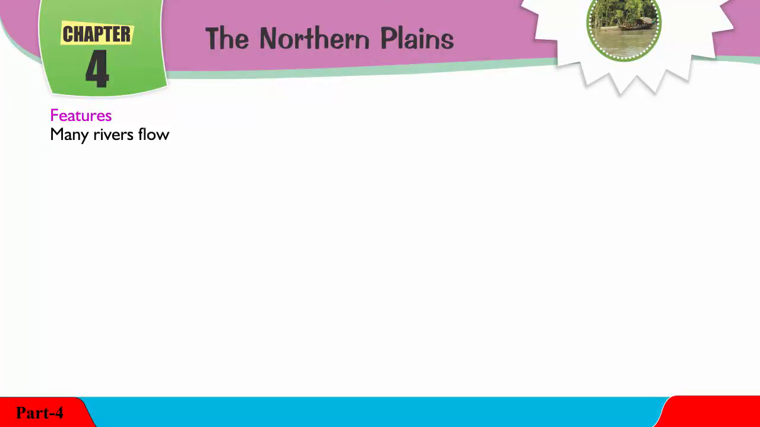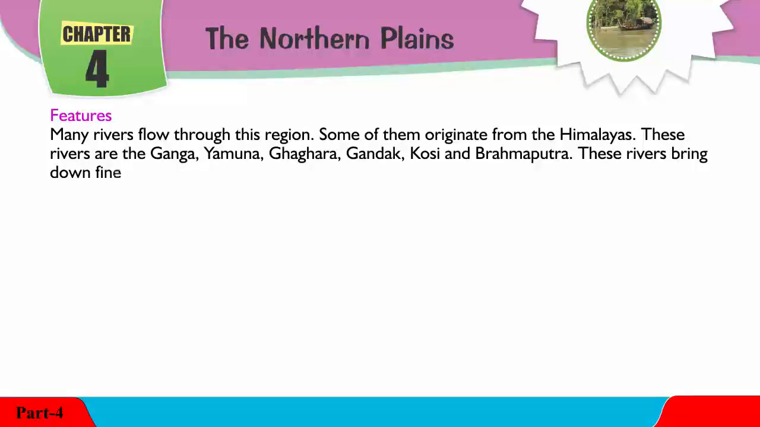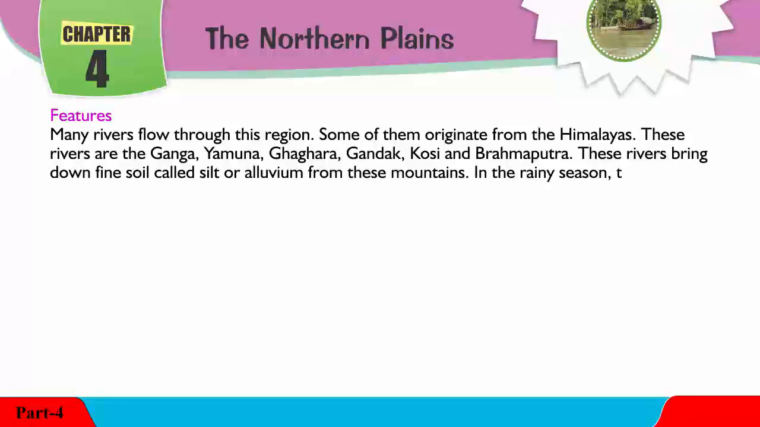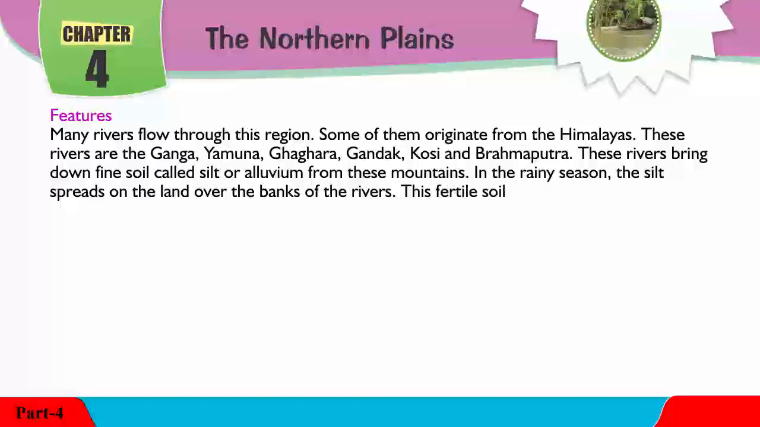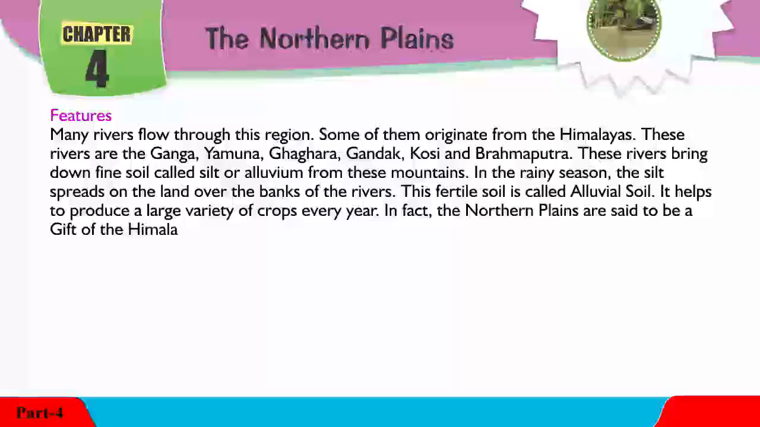Features. Many rivers flow through this region. Some of them originate from the Himalayas. These rivers are the Ganga, Yamuna, Ghagra, Gandak, Kosi, and Brahmaputra. These rivers bring down fine soil called silt or alluvium from these mountains. In the rainy season, the silt spreads on the land over the banks of the rivers. This fertile soil is called alluvial soil. It helps to produce a large variety of crops every year. In fact, the northern plains are said to be a gift of the Himalayan rivers.